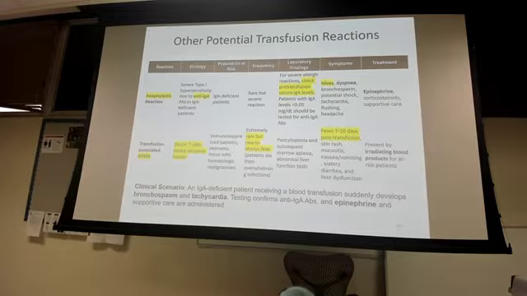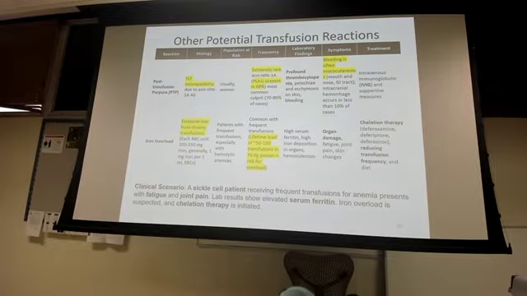All right, so this is just other potential transfusion reactions: anaphylactic reactions, and transfusion-associated graft versus host disease. And we have post-transfusion purpura, or PTP, and then iron overload.